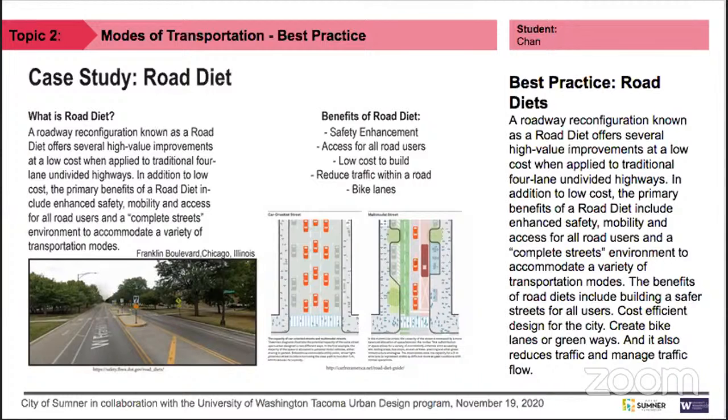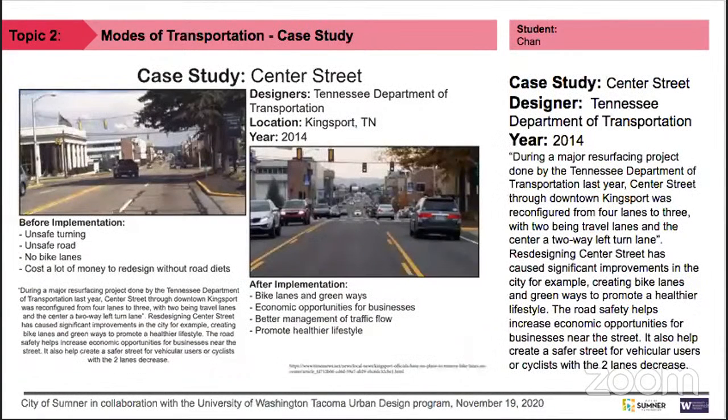And so the benefits are as listed: safety enhancement, access for all road users, low cost to build, reduced traffic within a road, and creating bike lanes. And then my sources are at the bottom. Can you go to the next slide? So my case study was on Center Street. The designers were from the Tennessee Department of Transportation, and the location was Kingsport, Tennessee, and it was created in 2014.